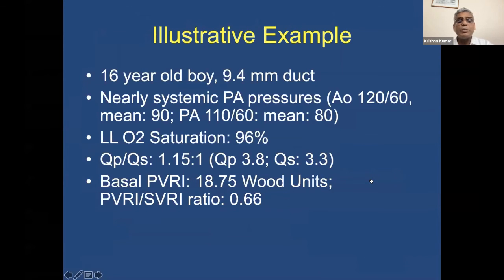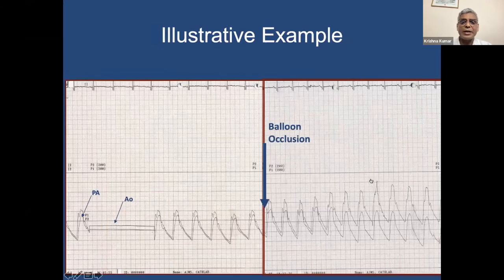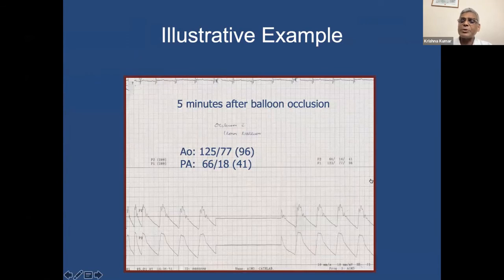So here's a 16-year-old boy with a huge duct, and it's very difficult to get the right QP:QS in this patient, has no lower limb desaturation, systemic pressures. QP:QS was calculated to be pretty low and PVR was extremely high, but then we found this nice reduction in PA pressure on balloon occlusion. So we went ahead and closed this PDA, and this patient did reasonably well, but we've had quite a few others with very similar data that haven't done so well.